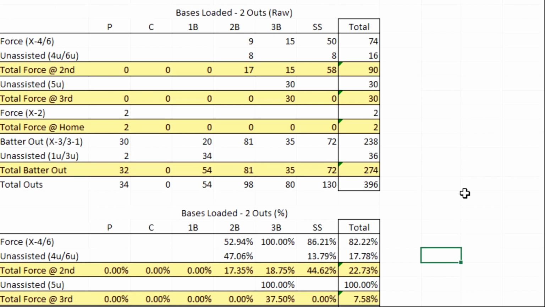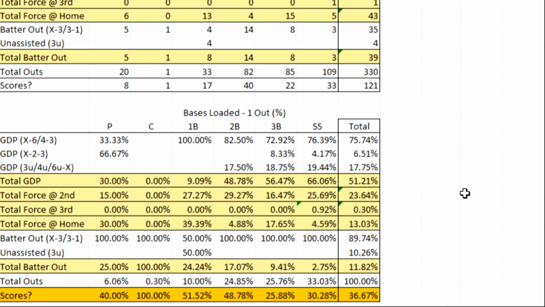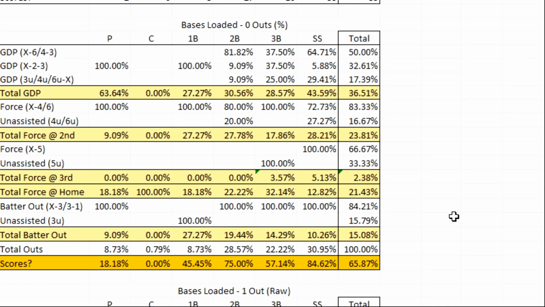So not really. I'm trying to think if there was anything that really surprised me, and I don't think there's really anything that surprised me in these numbers necessarily. It is interesting to note that with the bases loaded and no outs, and there's a grounder in the infield, 2/3 of the time that runner on third is scoring. So that's kind of interesting.